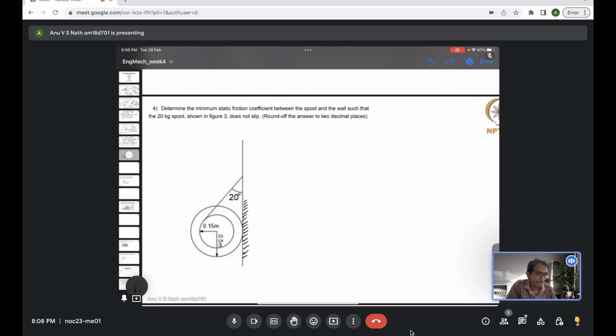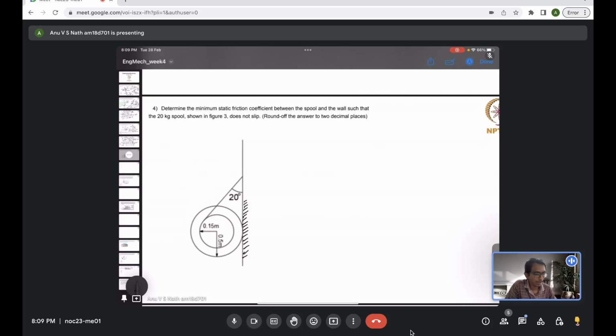Like earlier, you just need to first draw the free body diagram, all the forces acting on it. If you know how to do it, you just start doing it. I'll give you some time to try this out, and then I'll explain. If you found the answer, you just let me know. We will discuss that. Anyway, I will solve this, but let me give you some hint so that you can try this out.